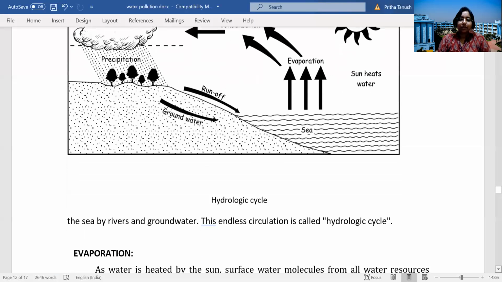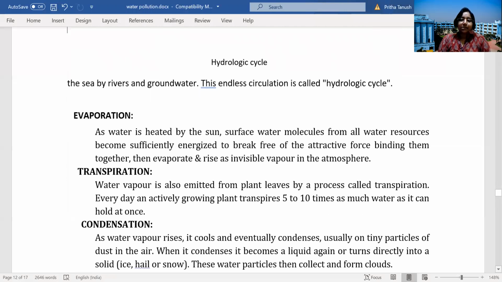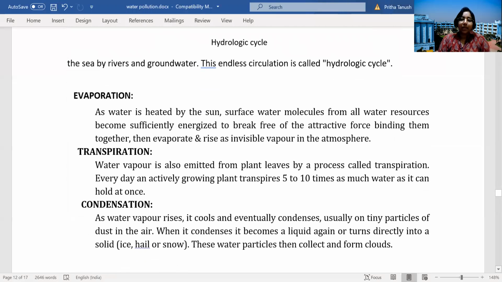So I am showing you the steps. There are 6 steps. Number 1, evaporation. As water is heated by the sun, surface water molecules from all water resources become sufficiently energized to break free of the attractive force binding them together, then evaporate and rise as invisible vapor in the atmosphere. So that means the water remains in the atmosphere as vapor.